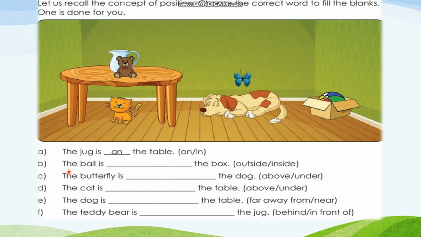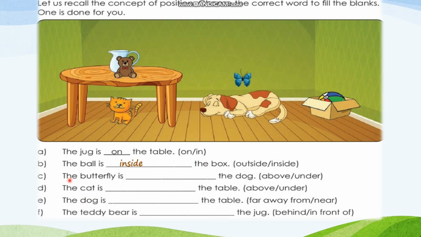Now look at the next question. The ball is dash the box. Where is the ball? Here it is. Outside or inside? It is inside. Very good, children. So we can write the answer inside. The ball is inside the box.